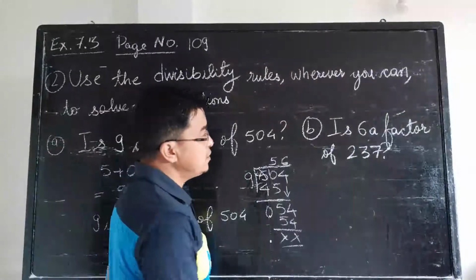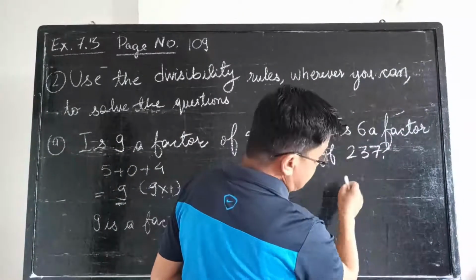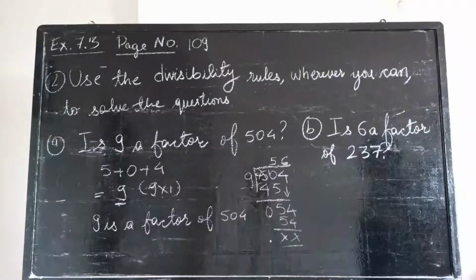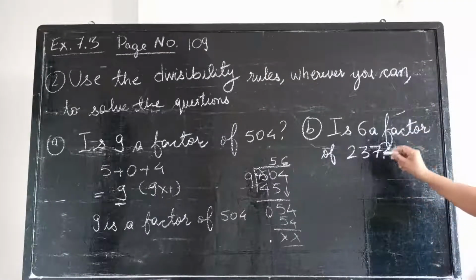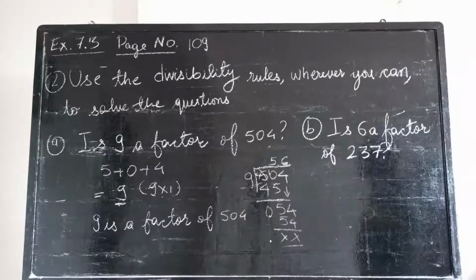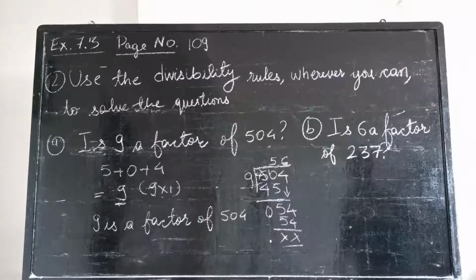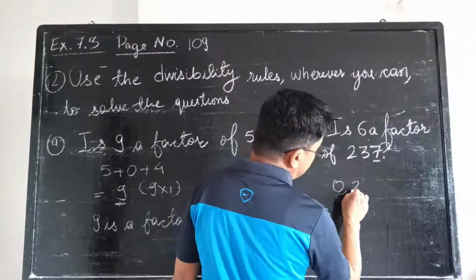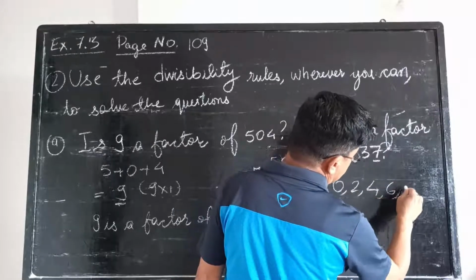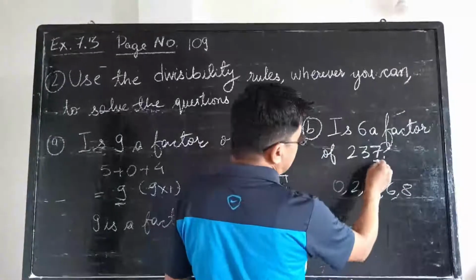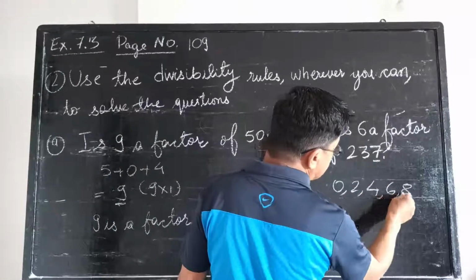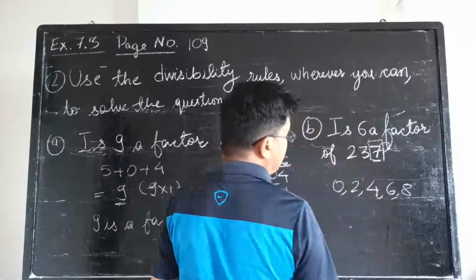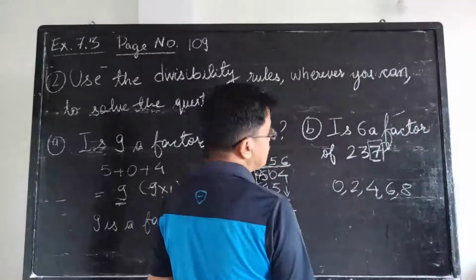Now B. Is 6 a factor of 237? So in the divisibility test you learn that a number can be divided by 6 if this number can be divided both by 3 and 2. In the divisibility of 2 we learn that 2 can divide a number if the last digit is 0, 2, 4, 6, 8. But here the last digit is 7.